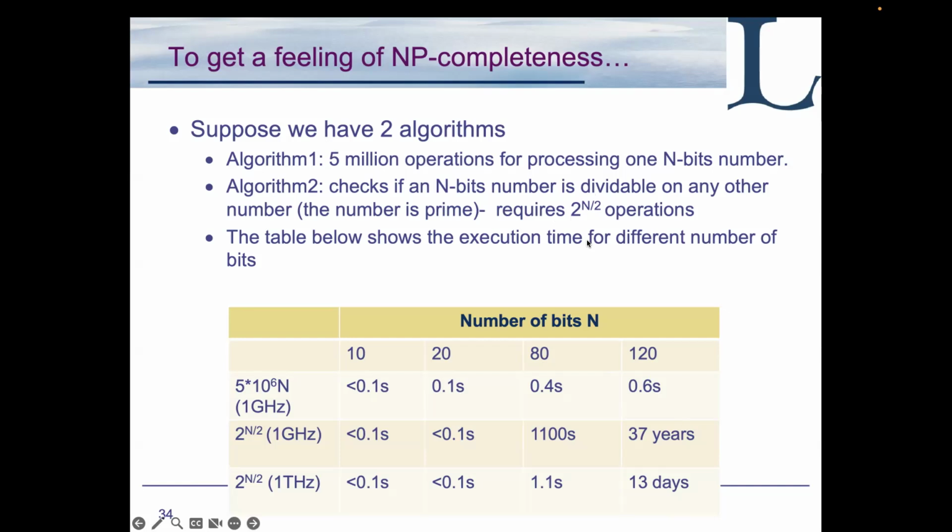This shows the number of operations you need to perform depending on n. And here is a simple example of running this algorithm on machines with different operational frequency, 1 gigahertz and 1 terahertz. Depending on the number n, you see that the second problem goes out of hand quite quickly. So this is a sensible example.